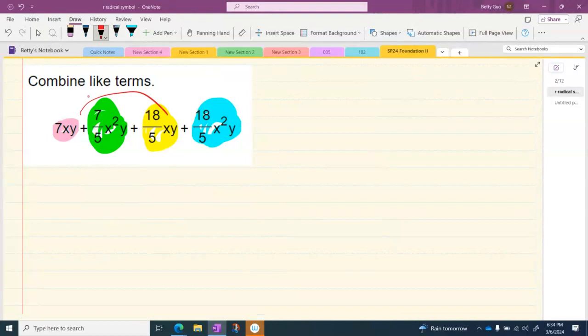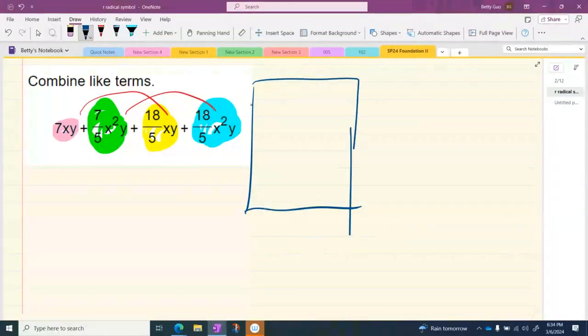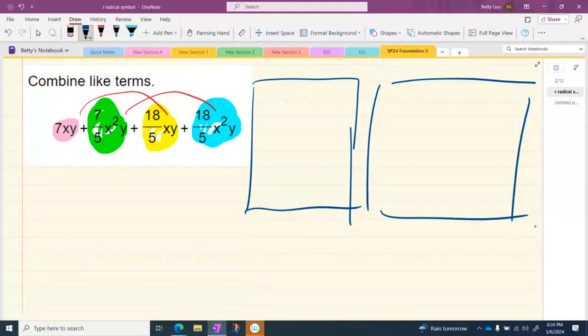The pink and the yellow are like terms. Green and the blue are like terms. Do you agree? Pink and yellow: 7xy and 18/5xy. They are like terms. So we are able to combine them, right?